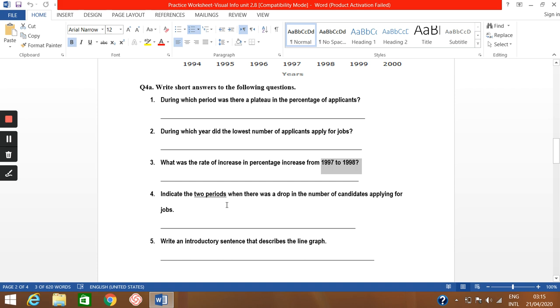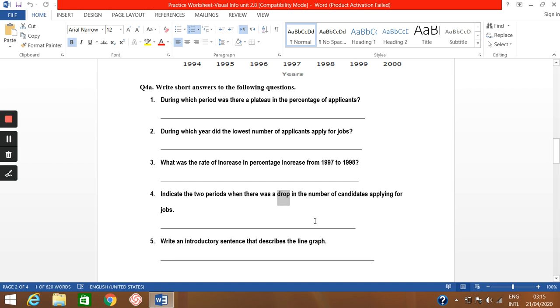Let's move to question 4. Indicate, I mean, point out, indicate the two periods when there was a drop. This is a keyword here. There's a drop in the number of candidates applying for jobs. So he told us that we have to find out, or to point, two periods where there was a drop in the number of candidates.